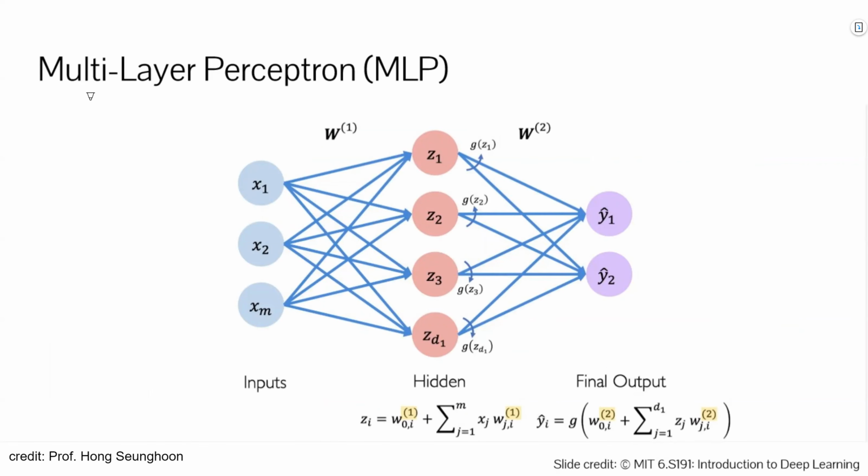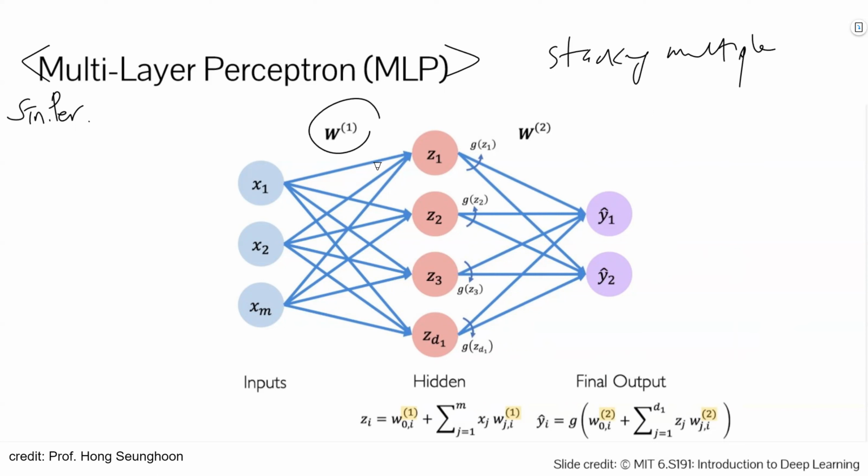So up to this point, we discussed a single perceptron model. And from now on, we're going to talk about multi-layer perceptron. It is simply just stacking multiple perceptrons. That's all we do. And this is the first layer defined by this W1 matrix. And the second layer is described by this W2 matrix.